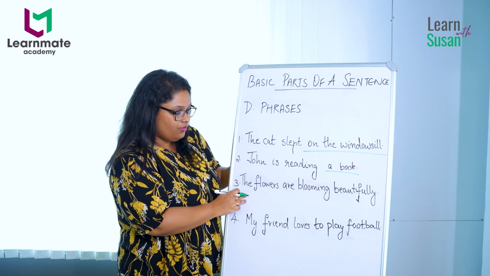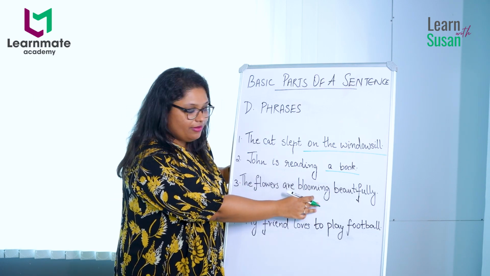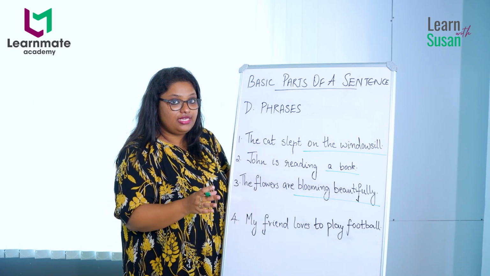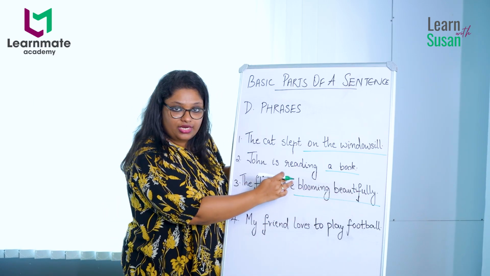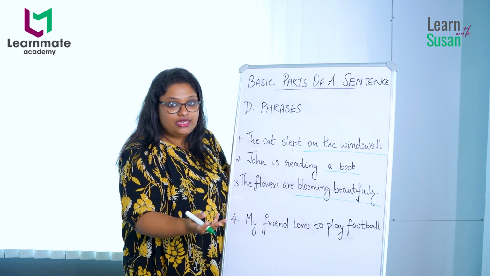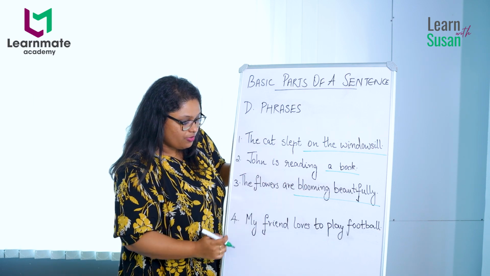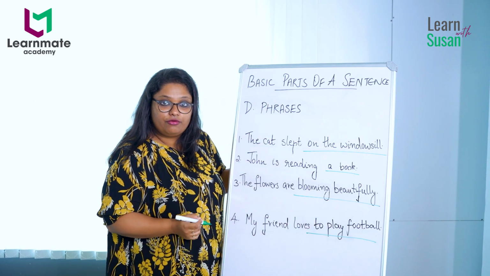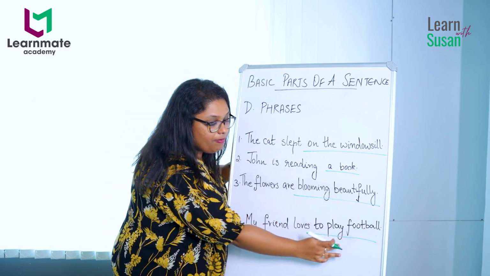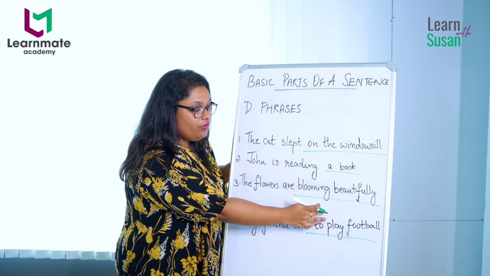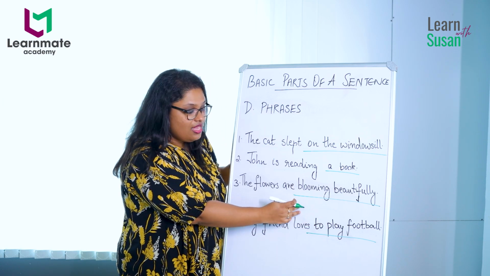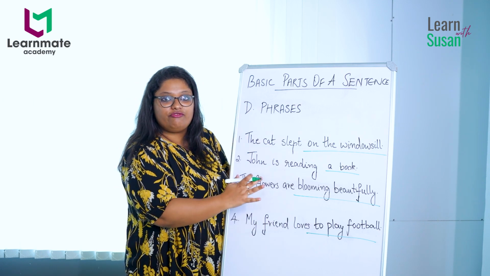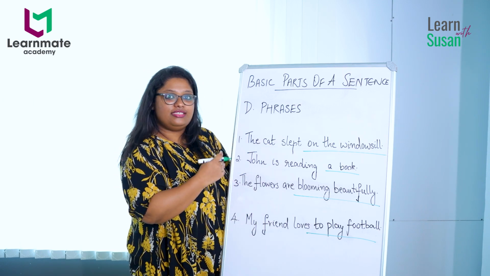Now coming on to the third one, the flowers are blooming beautifully. So blooming beautifully becomes a phrase, which is just a group of words without any independent meaning. The last one, my friend loves to play football. To play football, again, becomes a group of words without an independent meaning unless it is joined with my friend. So this is how you identify phrases in English sentences.